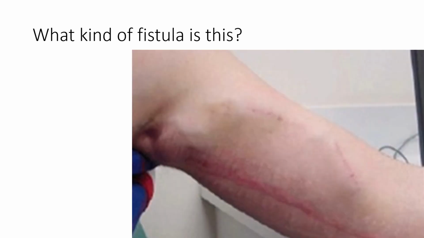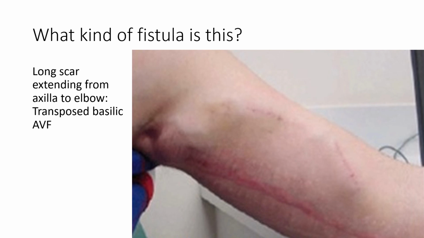Question number 2. Based on the scar that you see, what kind of fistula is this? That's right, this is a transposed brachiobasilic AV fistula. So this is where the vein was. They transpose it, which means to move the fistula so it's more convenient for you all to put the needles in. But this long scar from the armpit all the way down to the elbow, that's a transposition scar. So you know that's a brachiobasilic AV fistula.